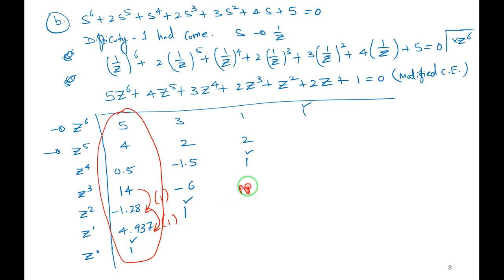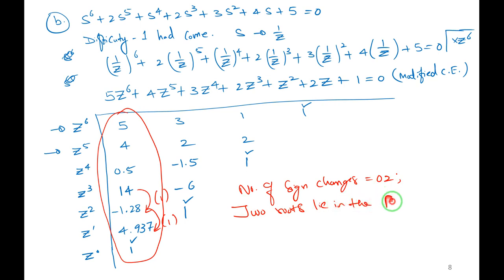So number of sign changes is equal to 2. So 2 roots lie in the right half of the S plane. So given system is unstable because 2 roots are lying in the right half of S plane.